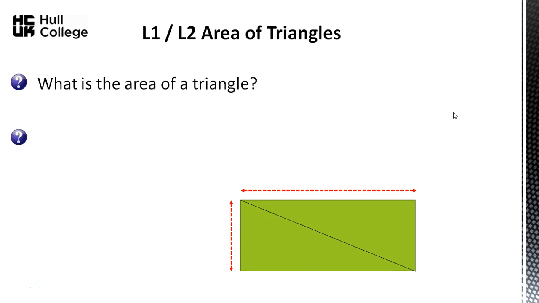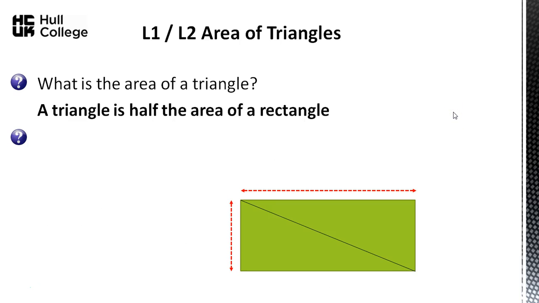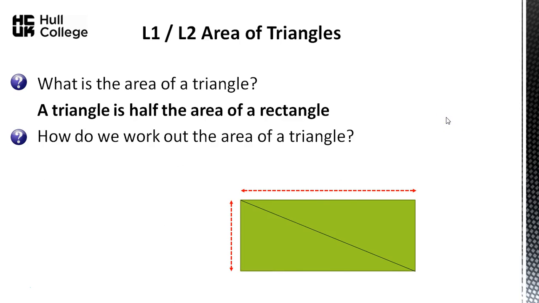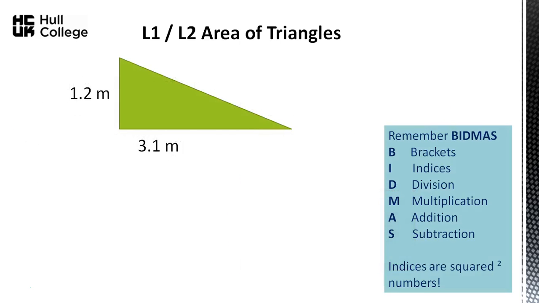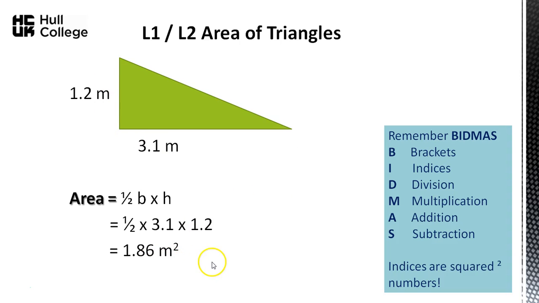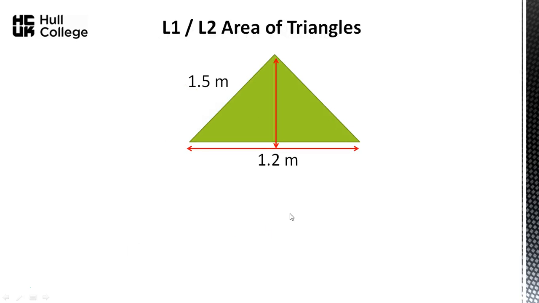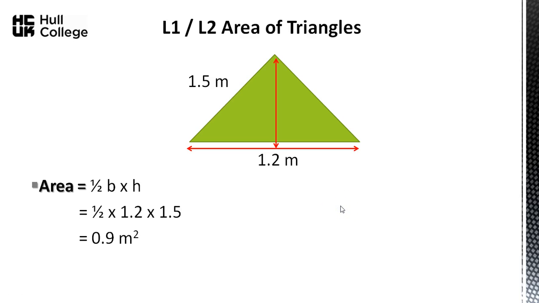Area of triangles. What is the area of a triangle? A triangle is half the area of a rectangle. How do we work out the area of a triangle? We use the formula half base times height. B is the base, H is the height. So, area is half times base times height. So half times 3.1 by 1.2. 3.1 is the base, 1.2 is the height, which gives you the answer 1.86 metres squared. This works even for equilateral triangles. The base is 1.2 and the height is 1.5. So half times base times height is half times 1.2 times 1.5, which gives you 0.9 metres squared.